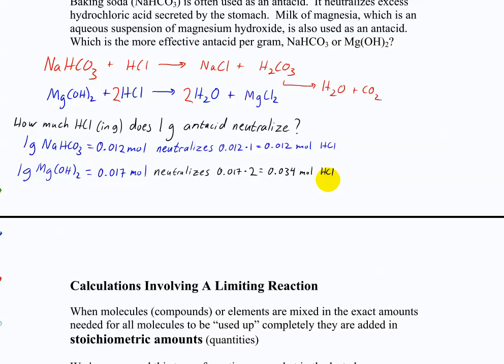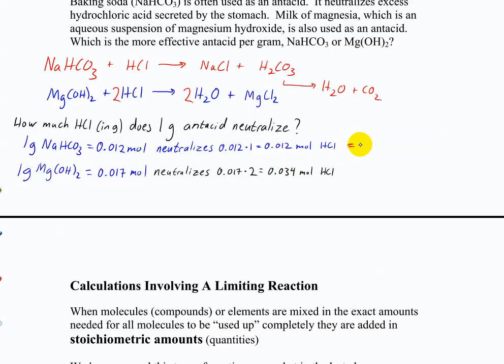So do you see that? We set the equivalence. In this top reaction, the first reaction, it was 1:1. 1 mole of this, or 1 molecule of this, reacts with 1 molecule of this. In the second one, 1 molecule of this reacts with 2 molecules of that. So if that's 0.017 moles, that'll react with double, or 0.034 moles, of HCl. And then we can convert those back to grams. Anybody get that?